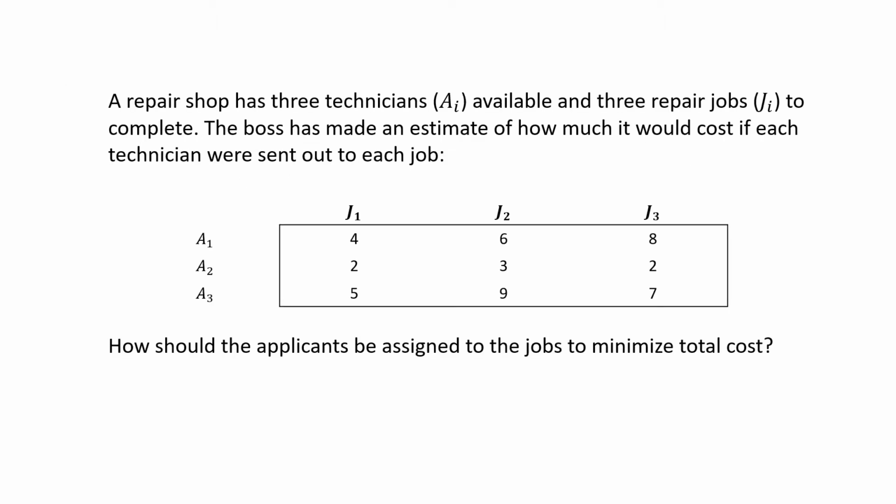So for instance, a repair shop has 3 technicians available and 3 repair jobs, and you want to assign a single technician to a single job. And there's different costs for it. So the question is, how can you do it for the cheapest amount? How can the applicants be assigned to the jobs to minimize the total cost? That's an assignment problem. As I said, it's really a transportation problem where you have a single unit of supply and a single unit of demand at each center.